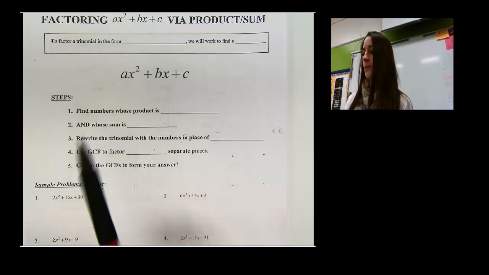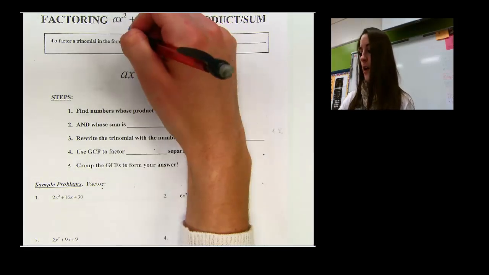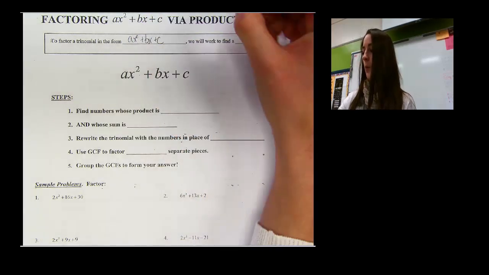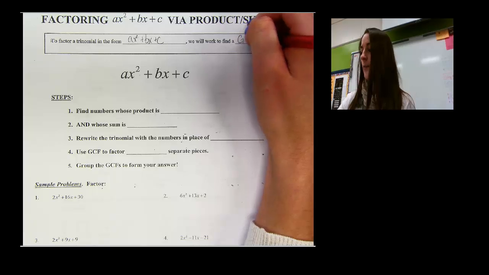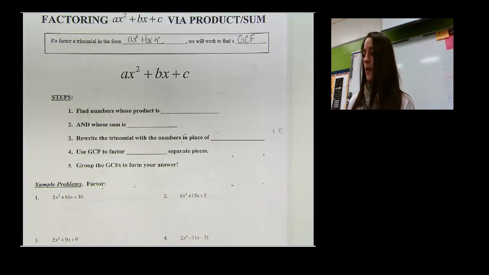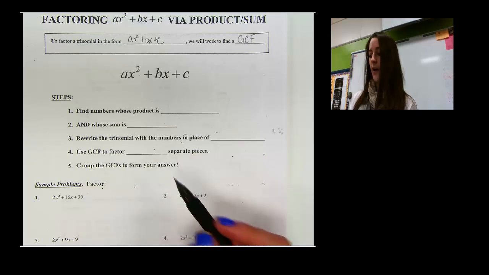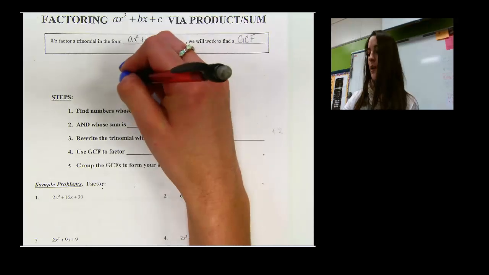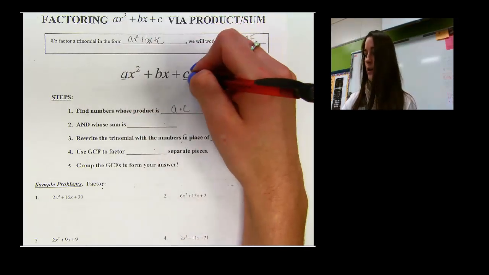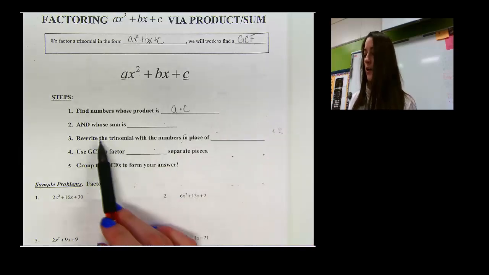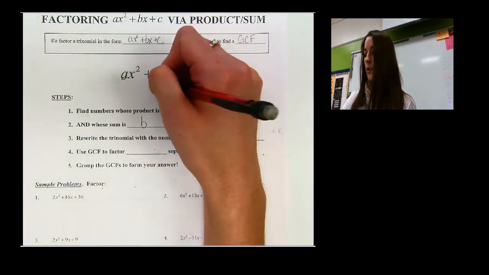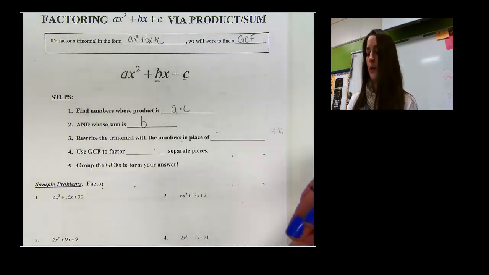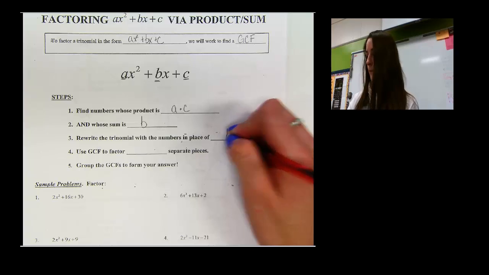Factoring using product sum. To factor the trinomial in the form ax squared plus bx plus c, we will work to find a greatest common factor. So let's take a look at the steps. First, we're going to find numbers whose product is a times c, so it's going to be the number in front of the x squared times c, and whose sum is b, which is the number right in front of the x. Rewrite the trinomial with the numbers in place of b.